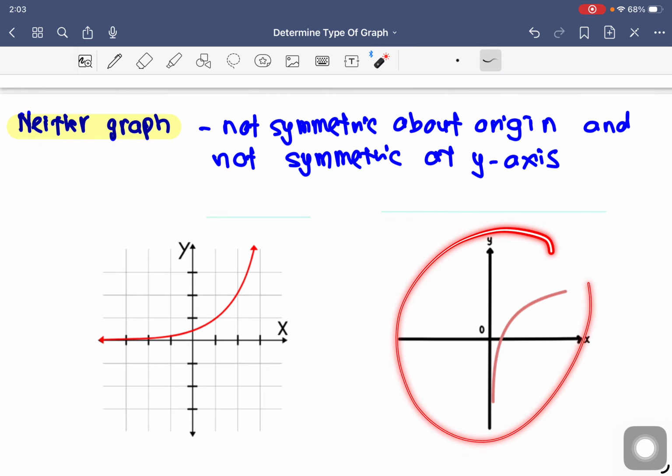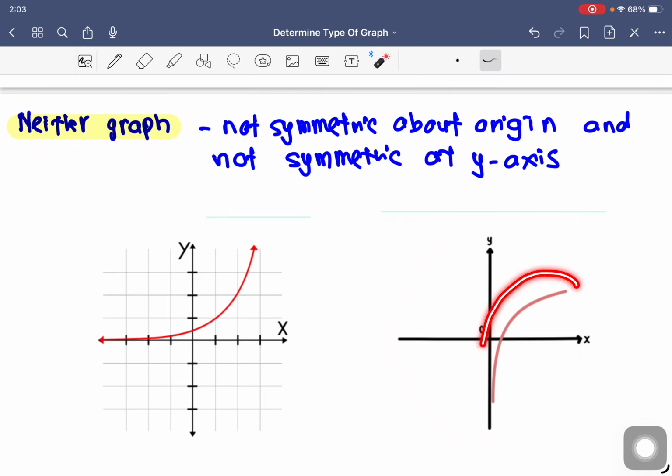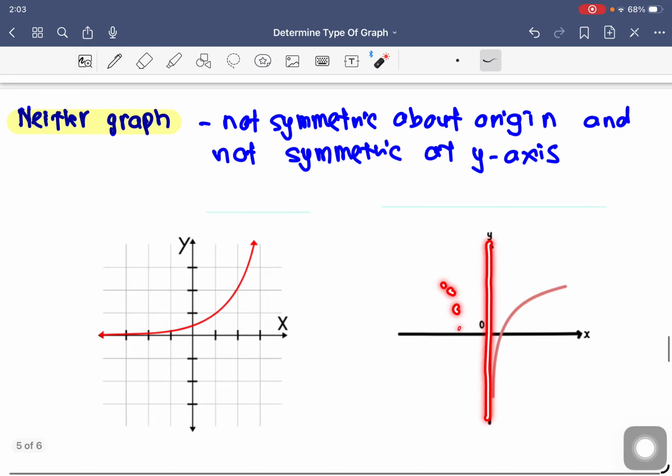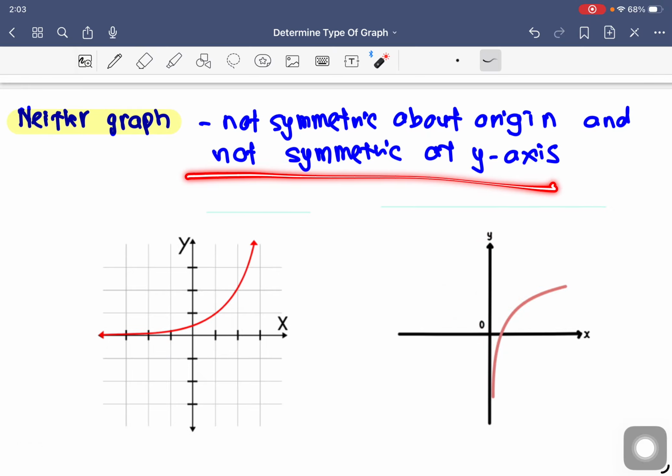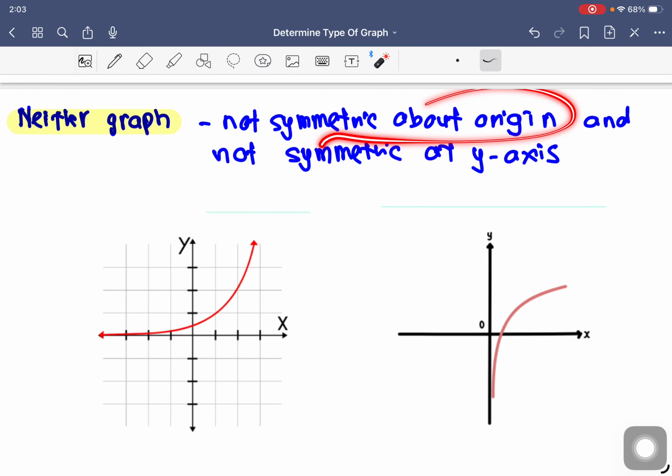So for this one, we only have one side of the graph, only for the right hand side. From the right hand side upper side going down to the bottom side. So it means that even though this is our y-axis, there is no graph for the right hand side. So that's why it is not symmetric about the y-axis. And it is also not symmetric about the origin here. So that's why this is the neither graph.